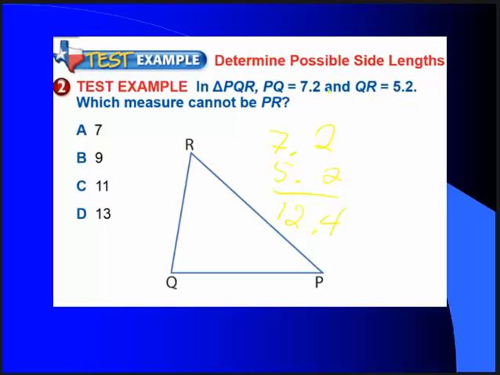So this sum has to be bigger than PR. Well, it's bigger than 7. It's bigger than 9. It's bigger than 11. The only one that it's not bigger than is 13. So PR cannot be 13. Choice D.